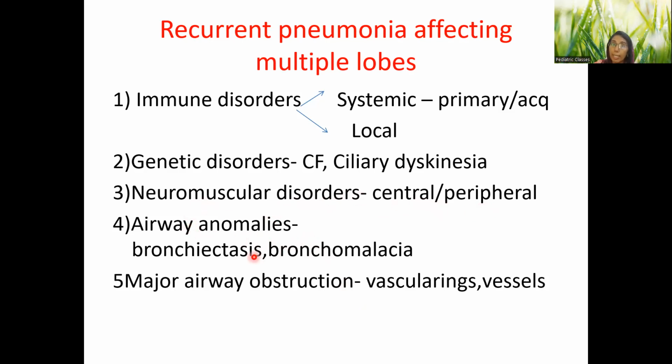Airway abnormalities: as I told you, focal bronchiectasis is a cause of recurrent pneumonia in the same lobe. But if there is a generalized bronchiectasis or a bronchomalacia, it can affect multiple lobes. Major airway obstructions like a vascular ring or vessels.